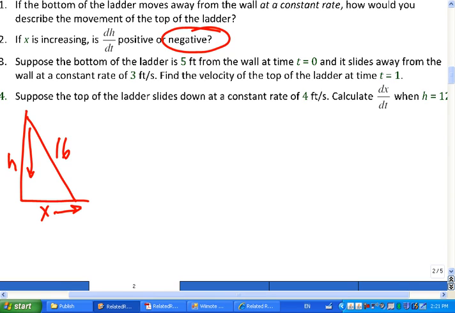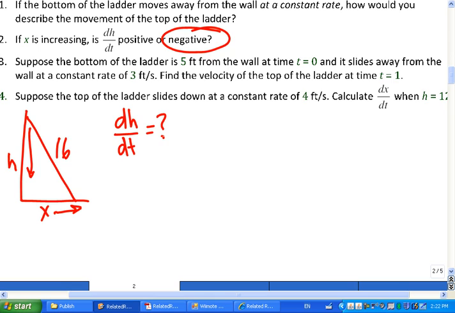Okay. Now, this is the first part where we'll actually talk about doing the math for it. Suppose the bottom of the ladder is 5 feet away from the wall, and it slides away at a constant rate of 3 feet per second. Find the velocity of the top of the ladder at time 1. So what am I looking for? Exactly. So what I'm looking for, in calculus lingo, would be dh/dt, the change in height with respect to time. Okay. That's what I want.